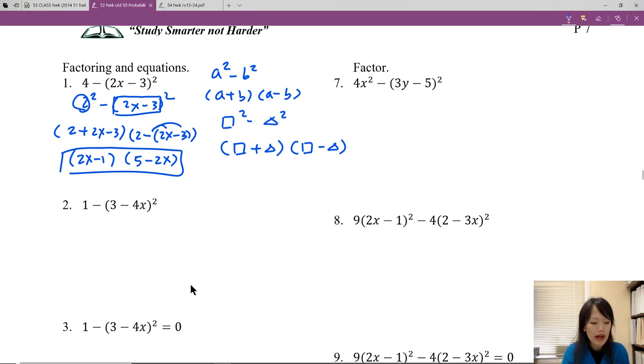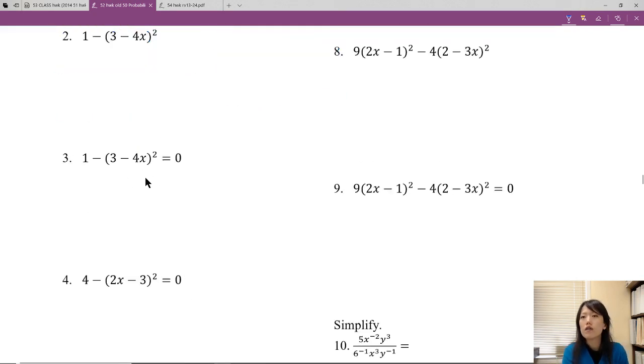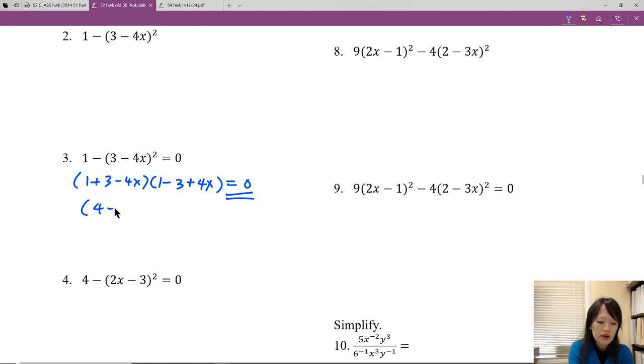What's the difference between that and equations? So when you're solving an equation, you have to get an answer, not factor, right? So we could still do difference of squares here. 1 plus 3 minus 4x. And 1 minus that quantity. 1 minus 3, change the sign, plus 4x. Equals 0. Don't forget to write equals 0. Simplify, we get 4 minus 4x and negative 2 plus 4x. Solve it, so x equals 1. That's one of them. The other one, x equals to what? Half, right? 2 over 4. So half or 1, both of them.